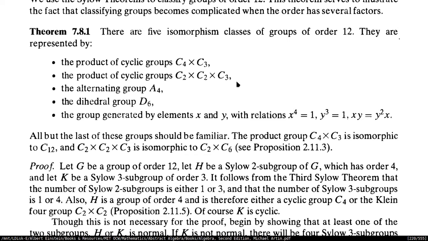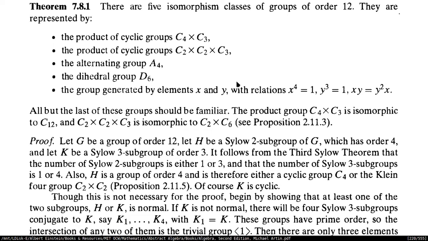Okay, so starting from scratch, if we've got a group of order 12, we have a 2 Sylow subgroup, and we've got a 3 Sylow subgroup. At least one of each. I'd use his notation. H is a 2 Sylow subgroup, a Sylow 2 subgroup.